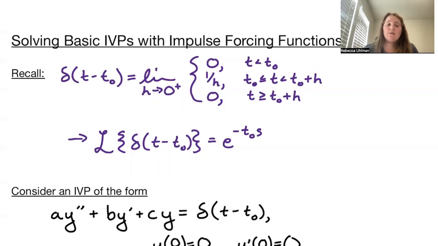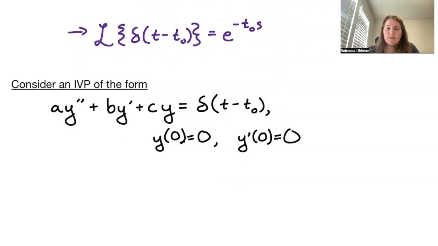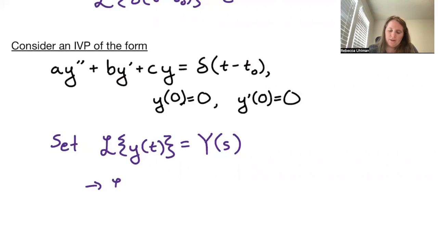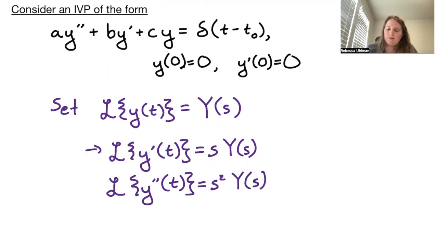So now we are going to go ahead and look at some basic IVPs of the form a y double prime plus b y prime plus c y is equal to delta of t minus t naught with the initial conditions y of 0 equals 0 and y prime of 0 equals 0. So if we set the Laplace transform of y of t to be equal to capital Y of s, with those 0 initial conditions, we wind up getting that the Laplace transform of y prime of t is simply equal to s, capital Y of s, and the Laplace transform of y double prime of t is equal to s squared, capital Y of s. Again, this is only because those initial conditions were both equal to 0.